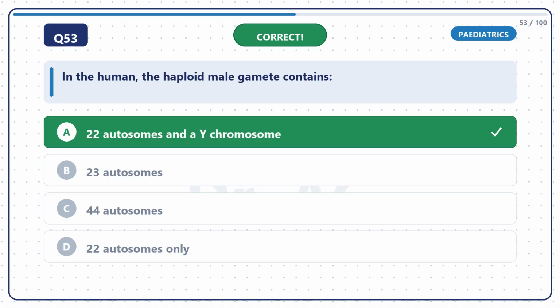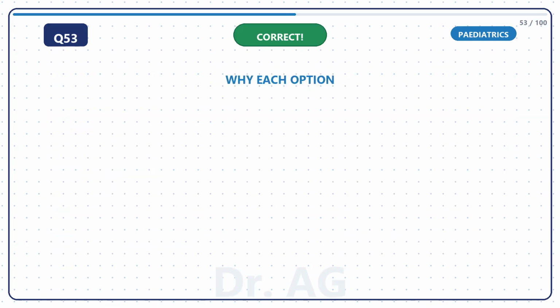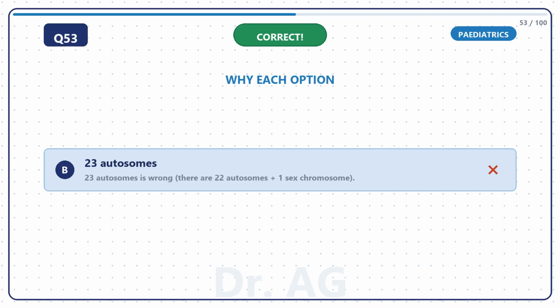The correct answer is option A. 22 autosomes and a Y chromosome. Let's go through the options. 23 autosomes. 23 autosomes is wrong. There are 22 autosomes plus 1 sex chromosome.